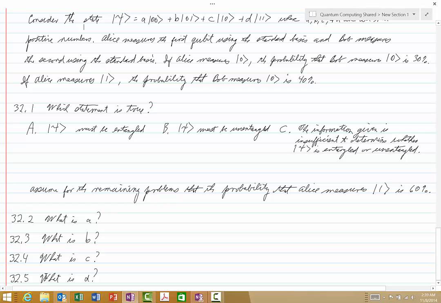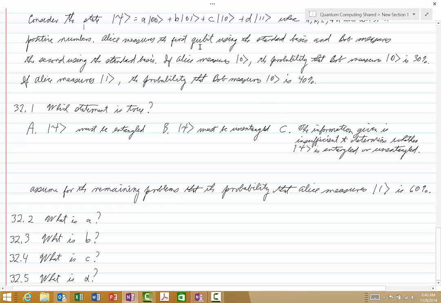And then for the rest of the problems, it says, assume for the remaining problems that the probability that Alice measures 1 is 60%. Everything else already given is true, but now you're given this one extra piece of information, which is that the probability that Alice measures 1 is 60%. Now, do not use that piece of information to answer 32.1. That is something that you do not know. So 32.1 is based only on this top information. But then the rest of these are based on the information at the top plus this one additional fact, which is the probability that Alice measures 1 is 60%.